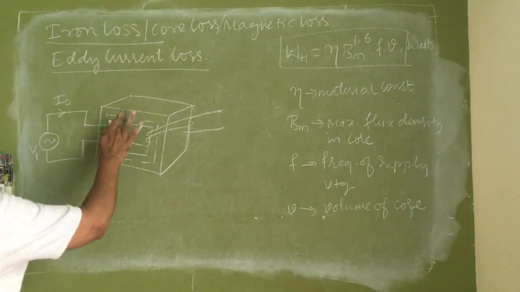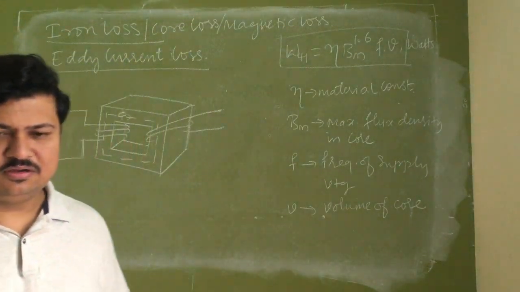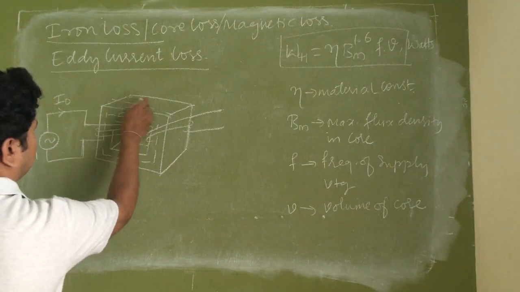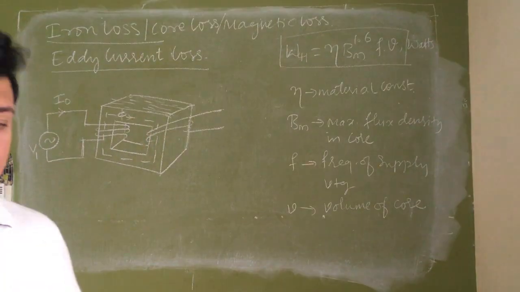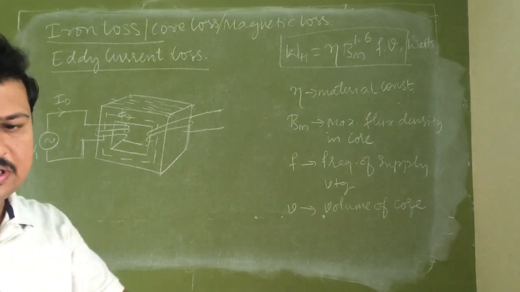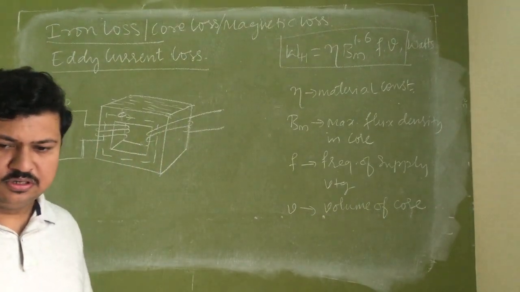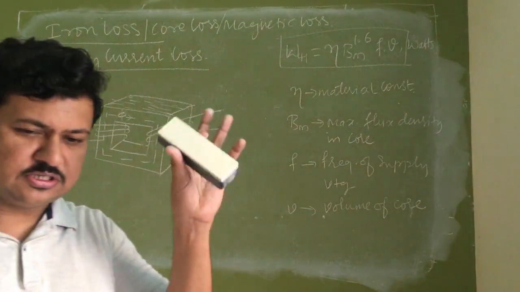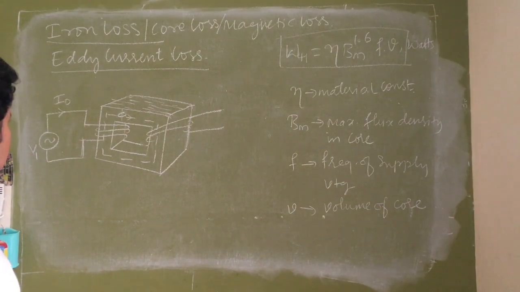Don't think that this flux phi will exist only on the face surface of the transformer. The flux is existing in every bit of the transformer core. Let us assume this transformer is now made of solid material, not laminated. Later we will see why laminations are important. Let us assume that the transformer core is made up of thick solid silicon steel, not with laminations.